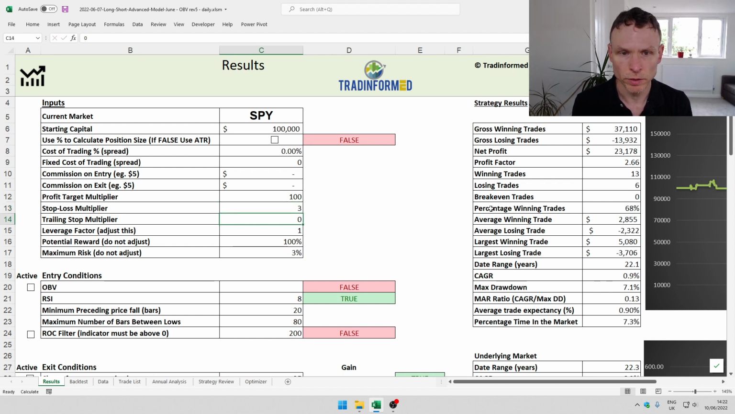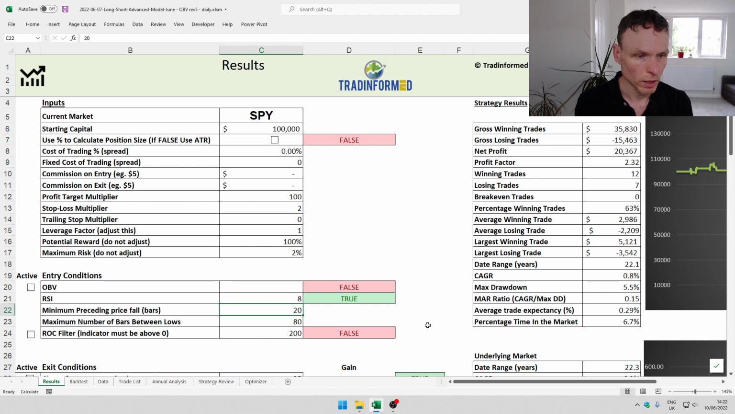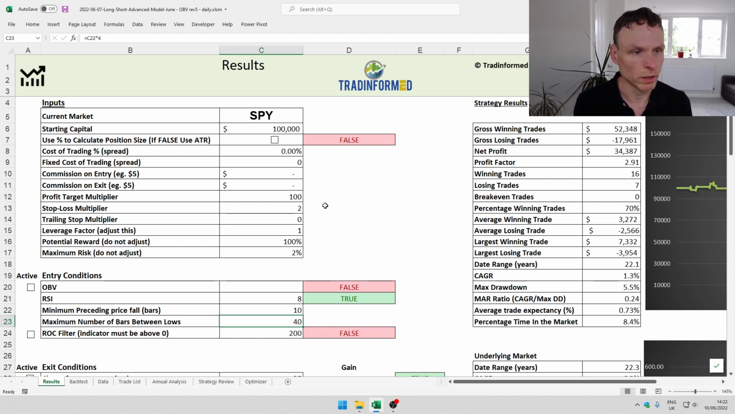Stop loss is going to reduce our percentage winning trades, but we hope it's going to increase our net profit by cutting our losing trades. And indeed, it does pretty well in many of the scenarios. If I'm going to put this back to say a 10 bar low, you can see here we get a good advantage from the stop loss. Now I'm using the ATR as a stop loss.